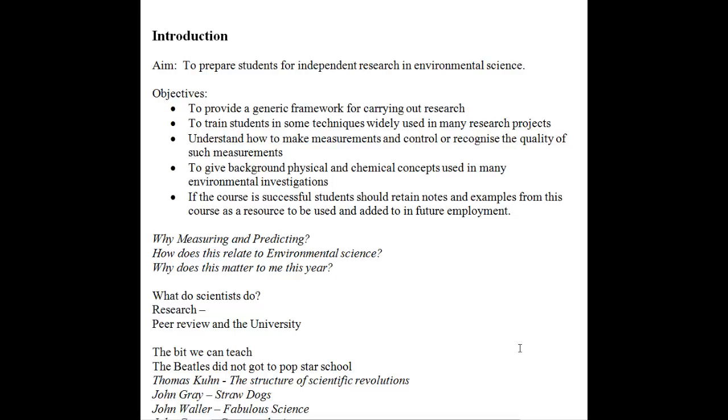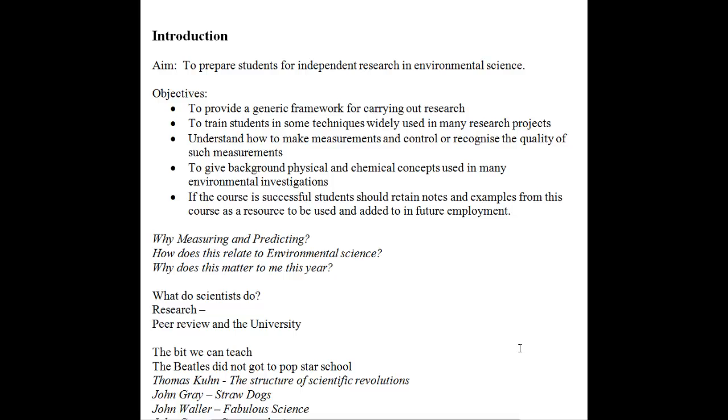But your generic ability to be able to do research is the most critical thing, and you need to really understand some techniques for doing that. We can't cover everything, but there are things that are used again and again and often misused, so we'll be covering those. Need to understand how to make measurements and control and recognise the quality of the measurements. Those two things go hand in hand.